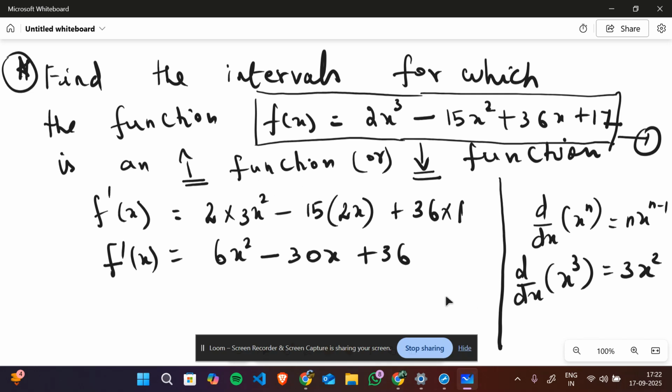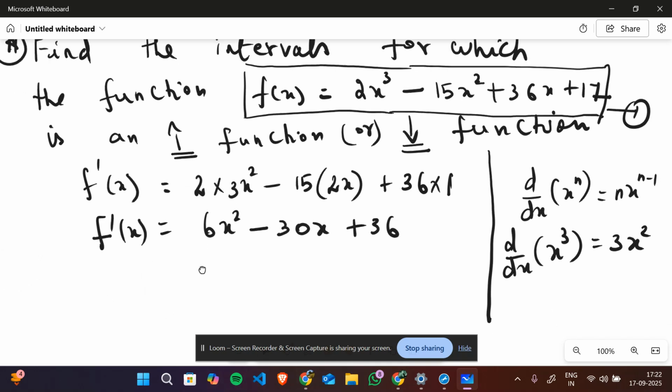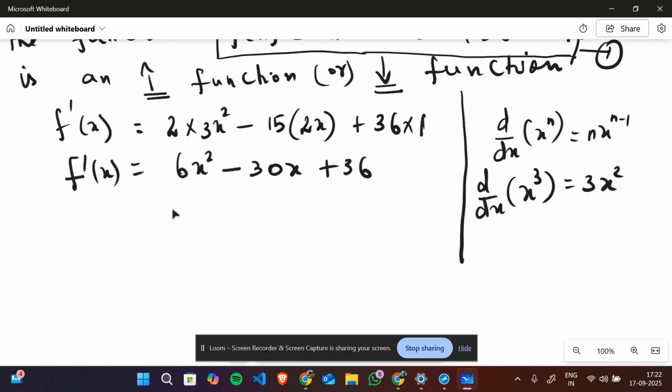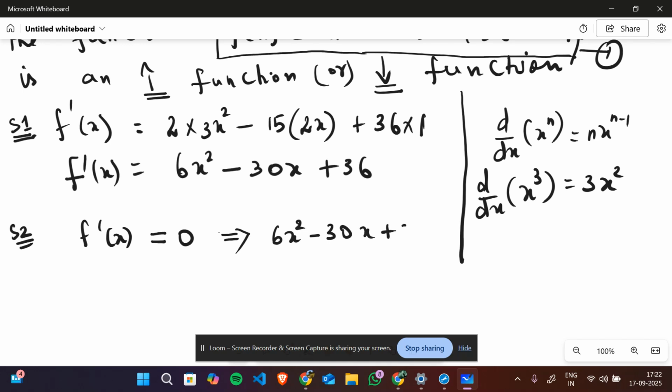For that, equate f dash of x to 0 and find the critical points. f dash of x is 0 implies 6x square minus 30x plus 36 is 0. Which is a common factor? 6 is the common factor. Let's take it outside: x square minus 5x plus 6 is 0. We all know that 6 is not equal to 0, so the product of two terms being 0 means either the first is 0 or the second is 0.